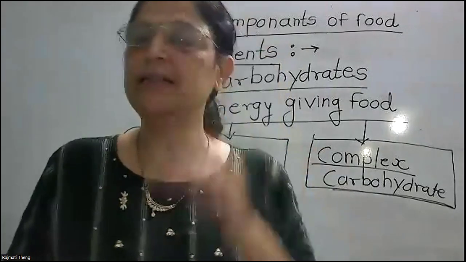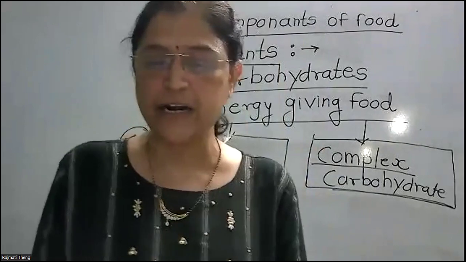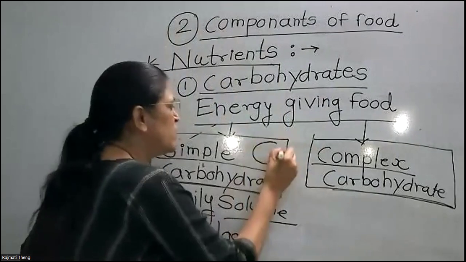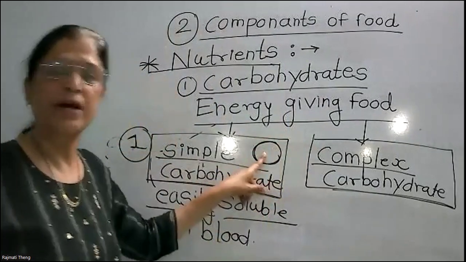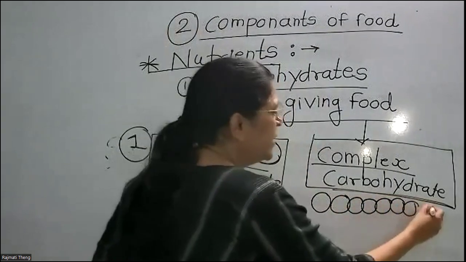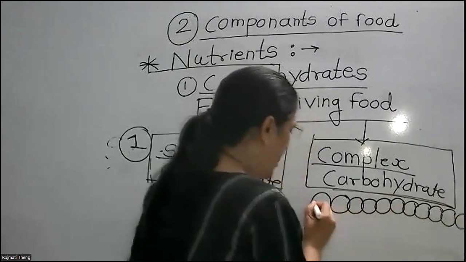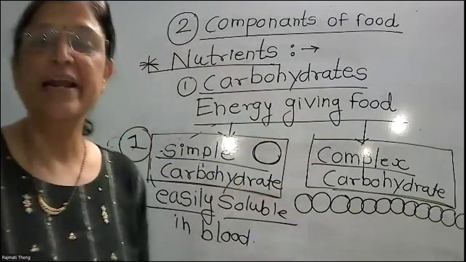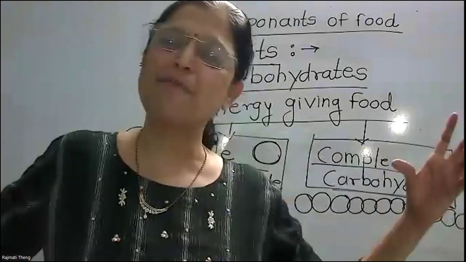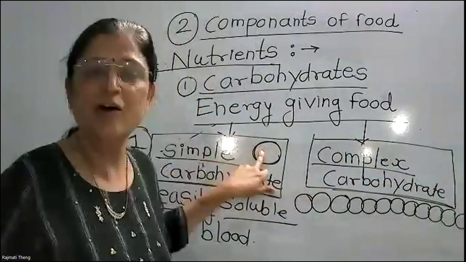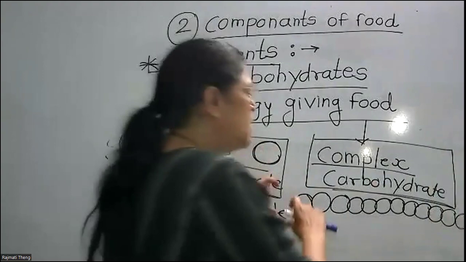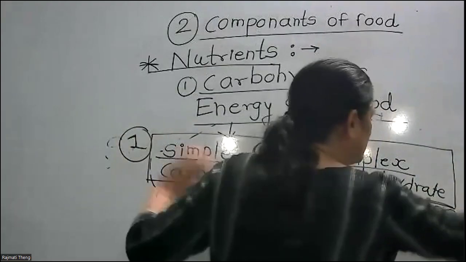Now second type, that is called complex carbohydrate. So how this complex carbohydrate is formed? Suppose this one is the picture of simple carbohydrate. When many simple carbohydrates combine together, it forms the long chain, and that one is called complex carbohydrate. Complex carbohydrate किससे बनते हैं? Simple carbohydrate से. For example, this is the glucose. सिंगल एक सर्कल क्या है? ग्लूकोज. ऐसे मेनी सर्कल, मेनी लॉन्ग चेन.